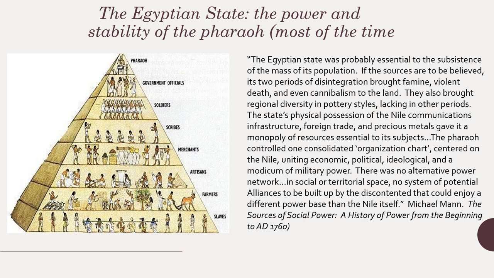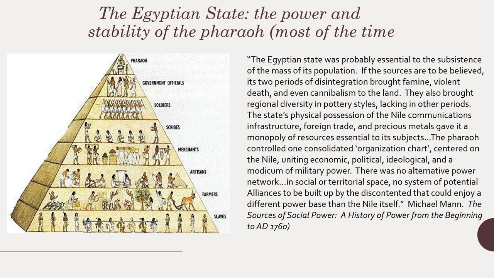The state's physical possession of the Nile communications infrastructure, foreign trade, and precious metals gave it a monopoly of resources essential to its subjects. The pharaoh controlled one consolidated organization chart centered on the Nile, uniting economic, political, ideological, and military power. There is no alternative power network in social or territorial space, no system of potential alliances to be built up by the discontented that could enjoy a different power base than the Nile itself.